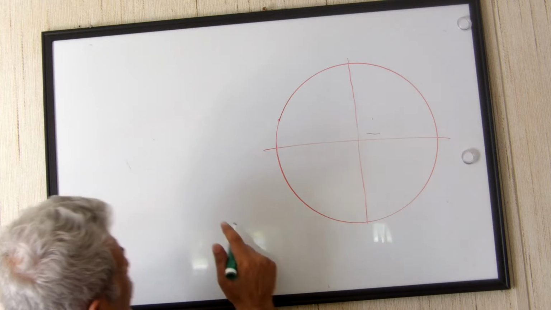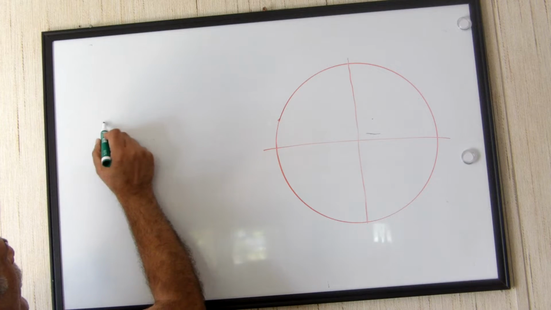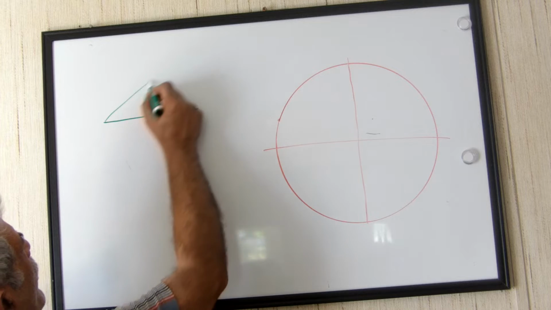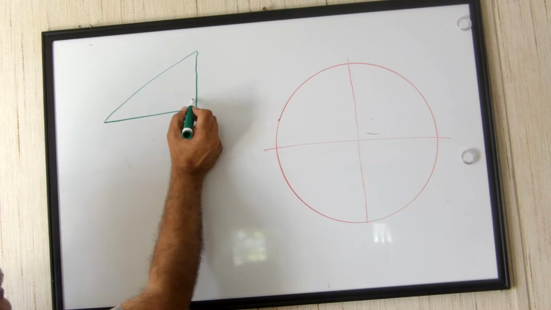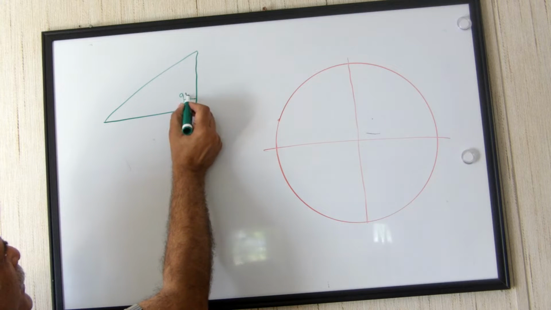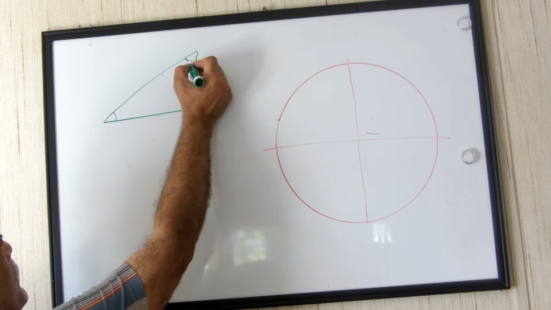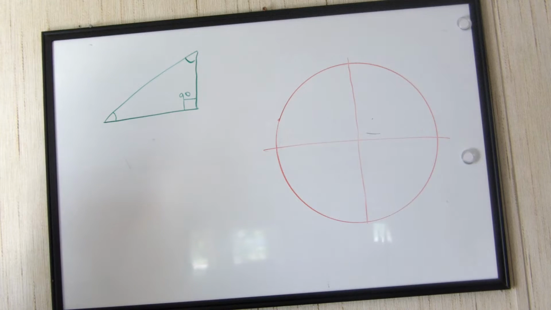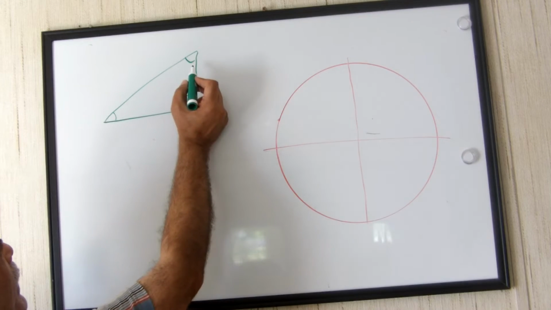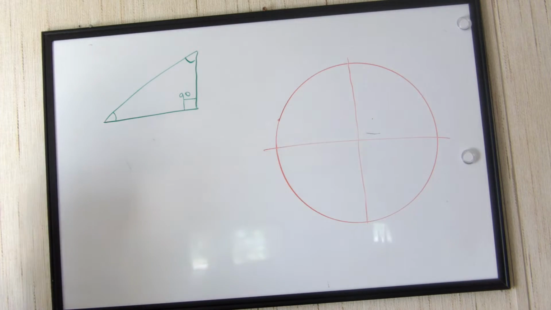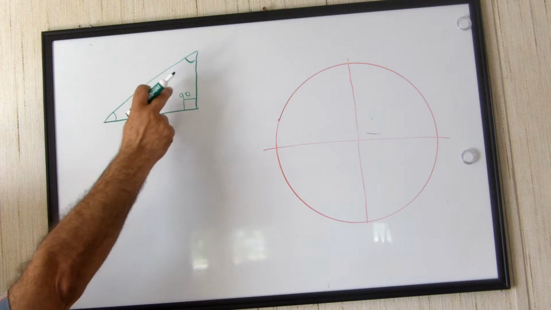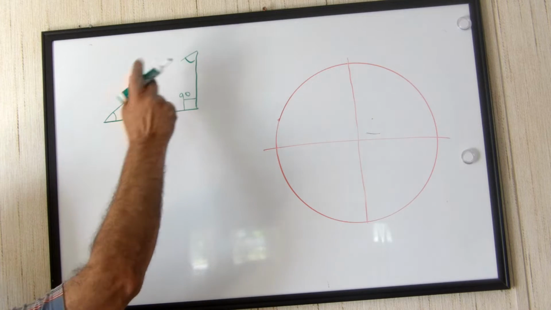See, we know a right triangle. What is a right triangle? One of the angles is 90 degrees, and these two are going to be another 90 degrees, a total of 90 degrees inside the triangle.